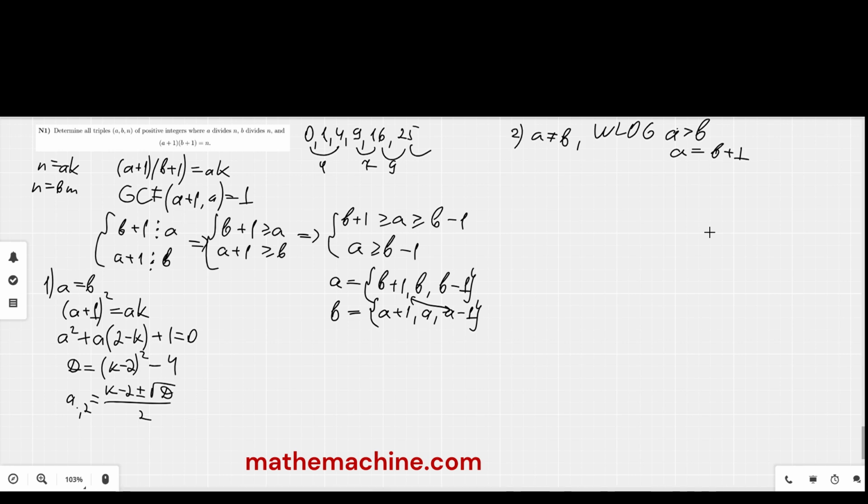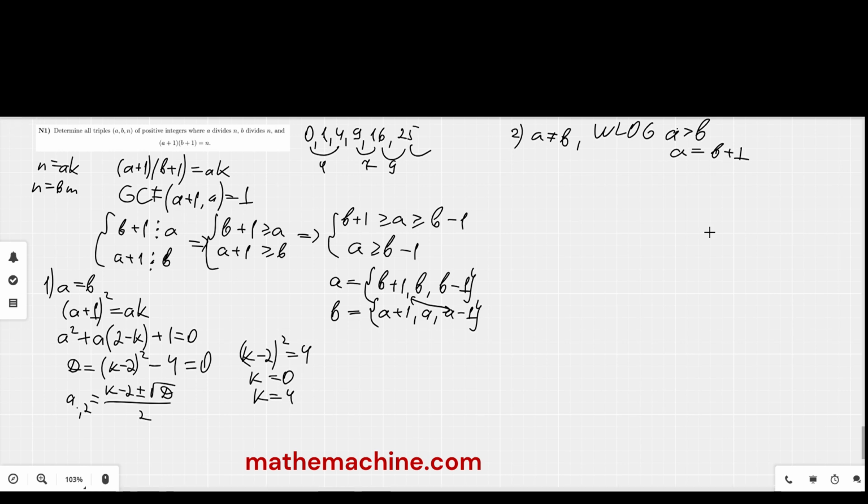And so the discriminant should equal 0, and this (k minus 2) squared should equal 4, because we have found them here, 0 and 4. So then k, according to this, should equal 0, or k should equal 4.